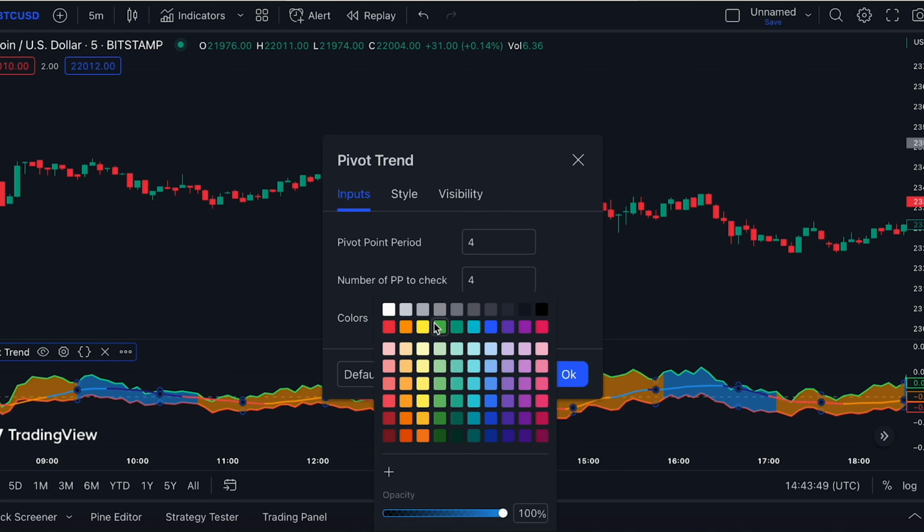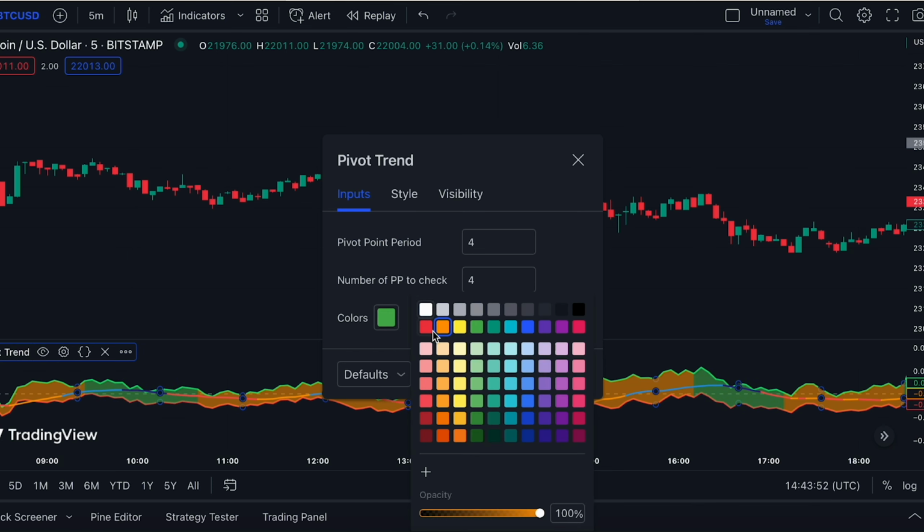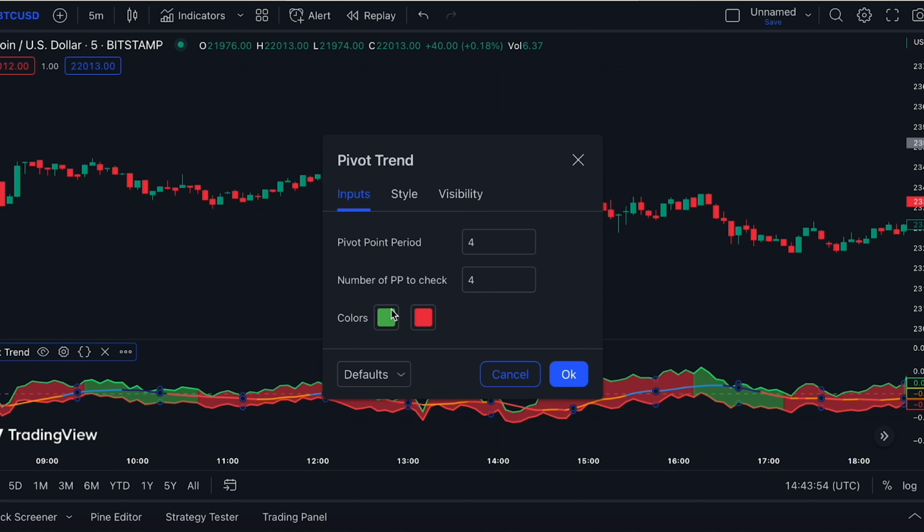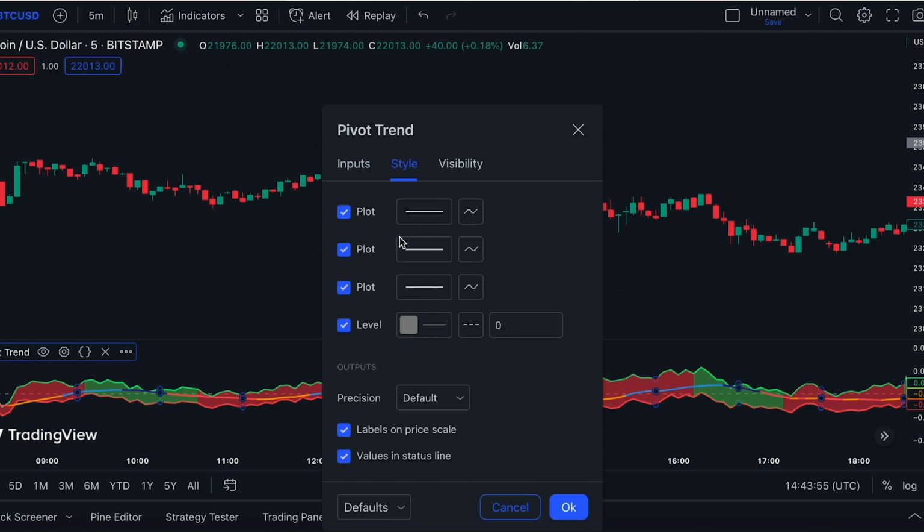Let's adjust the settings to make the indicator function best as a trend filter now that we understand how it operates. Go to the Pivot Trend Settings page and select the Inputs menu. The amount of pivot points to check will first be changed to 4. The orange hue will then be changed to red, and the blue to green.